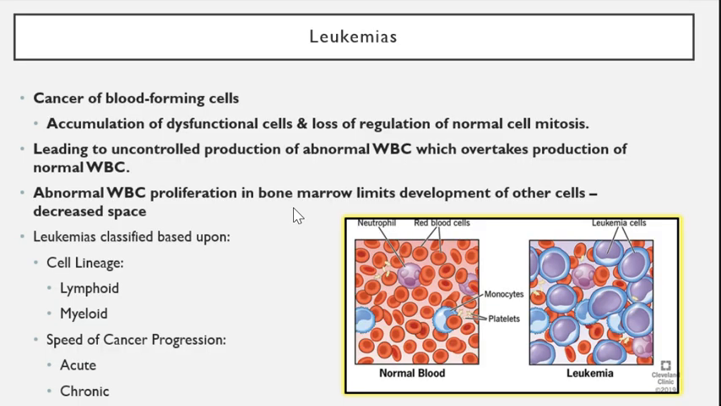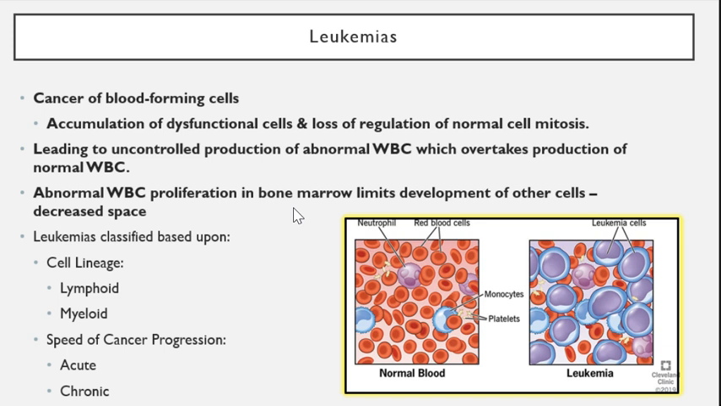Good. So yeah, a lot of it, again, like I said, is leukemias that we're going to be talking about moving forward. And this is cancer of blood forming cells, leading to uncontrolled production of abnormal white blood cells, which overtakes production of normal white blood cells.